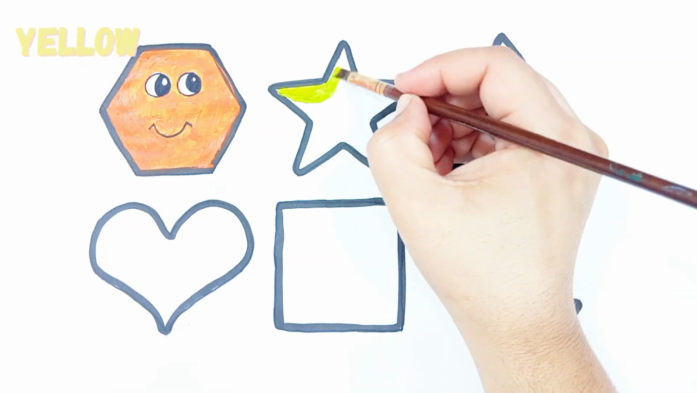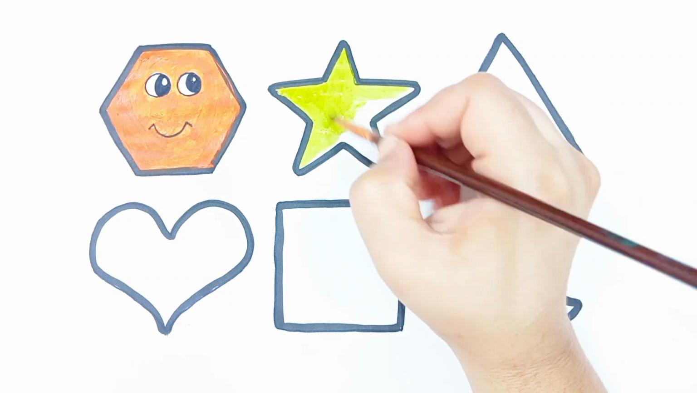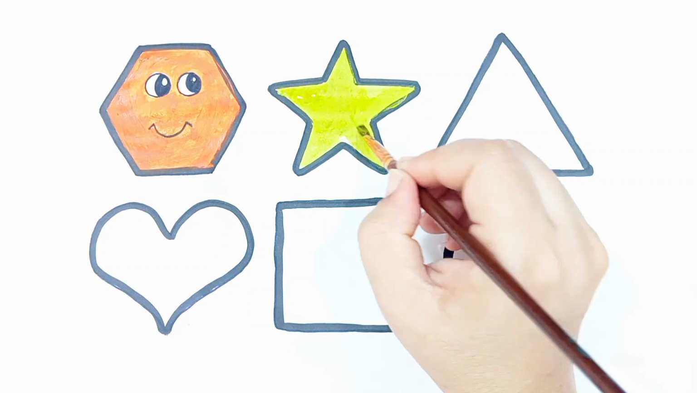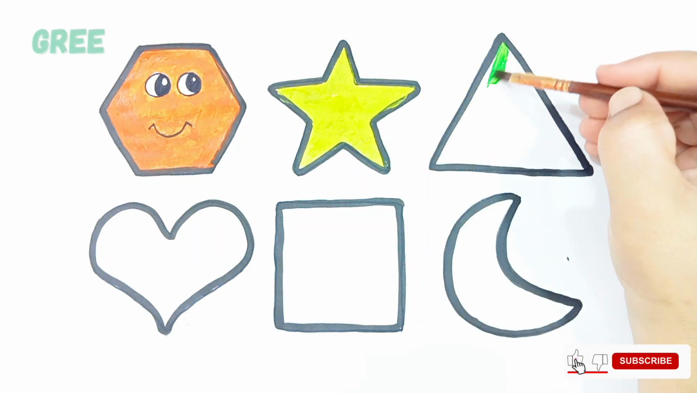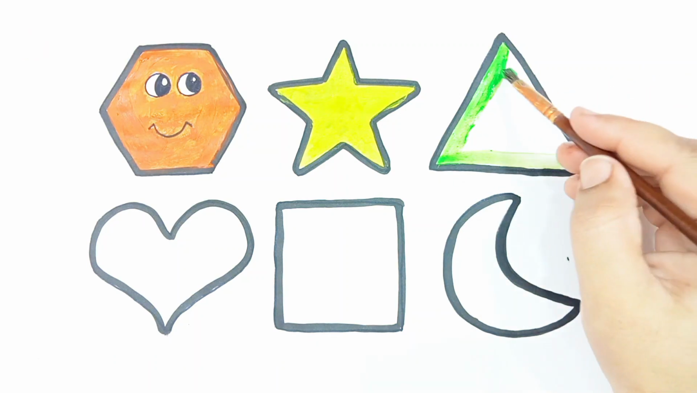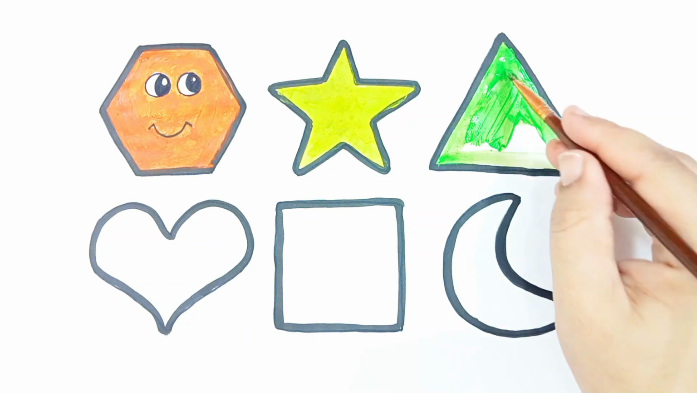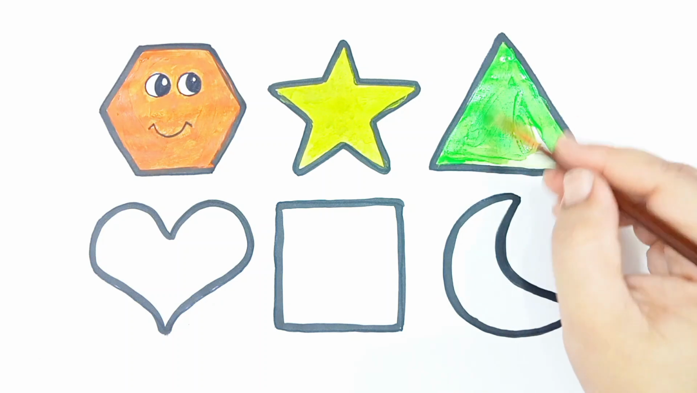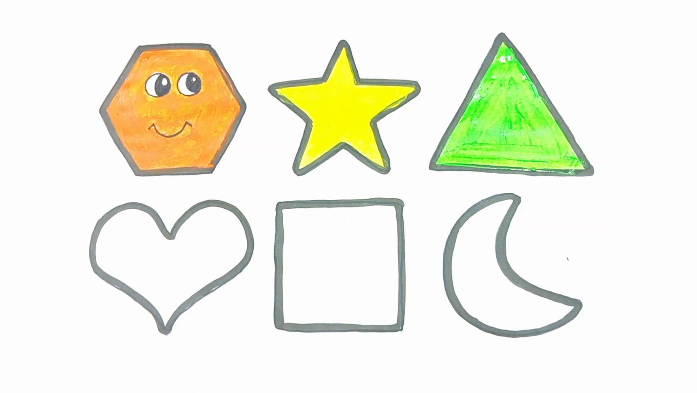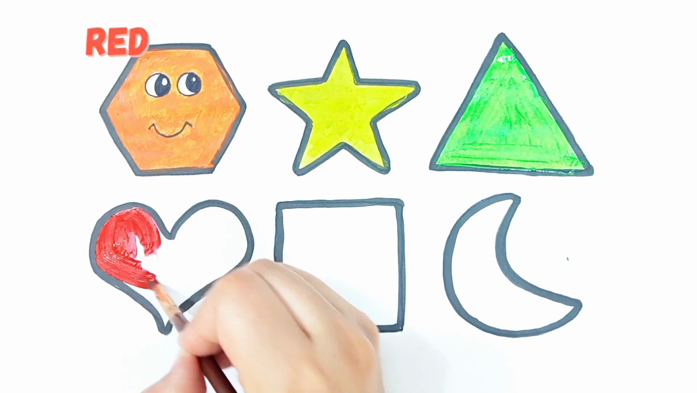Yellow color. Let's paint with yellow color. Green color. Let's paint with green color. Red color. Let's paint with red color.